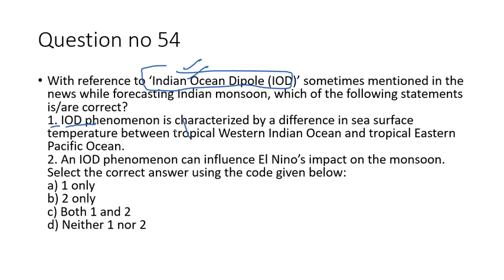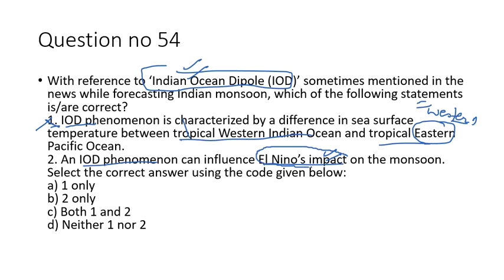So statement number 1: the IOD phenomenon is characterized by a difference in the sea temperature between the tropical Western Indian Ocean and the tropical Eastern Pacific Ocean. This statement is wrong. This must be Western, not Eastern. So the tropical Western Indian Ocean and the tropical Western Pacific Ocean. If Western were here, then this statement might have been right, but now this is wrong. And the IOD phenomenon can influence El Nino.